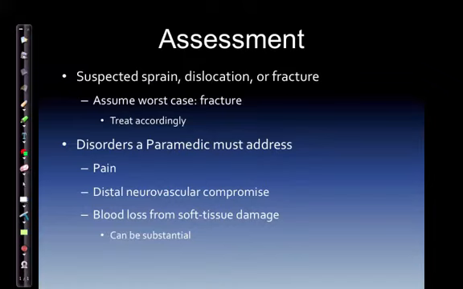On assessment of suspected sprains, dislocations, or fractures, assume the worst, assume it's a fracture, and treat accordingly. Disorders a paramedic must address here are going to be pain, any kind of distal neurovascular compromise, and blood loss from soft tissue damage. And this can be substantial, especially if it's in a vascular area, say the femur.